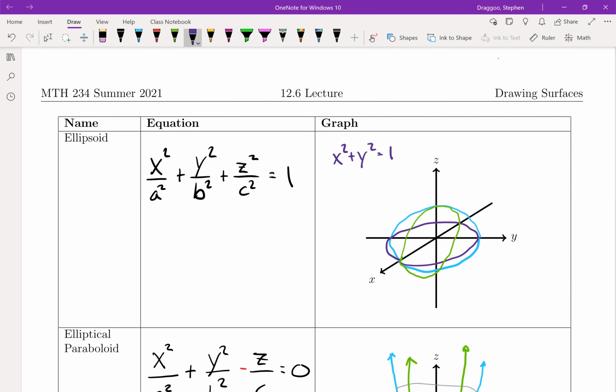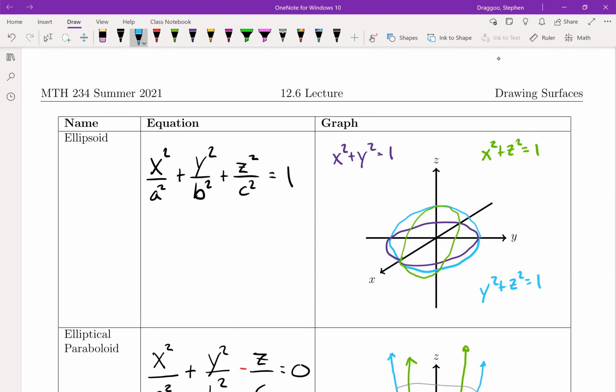If I look into the xz plane, I get x squared plus z squared equals 1. And into the yz plane, I've got y squared plus z squared equals 1. And so by looking at the traces in each of those coordinate planes, I can come up with a rough idea of what this shape will look like. So in the simplest case, circles in each of the planes. And if I just put those together, I end up with a sphere, or in general, an ellipsoid.